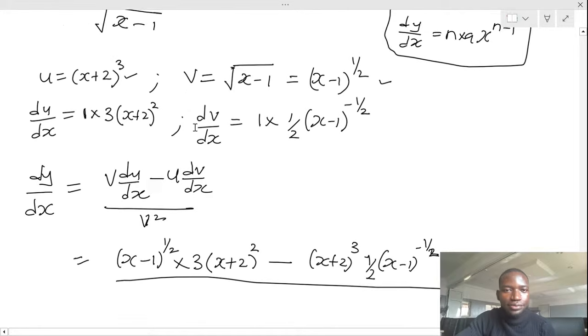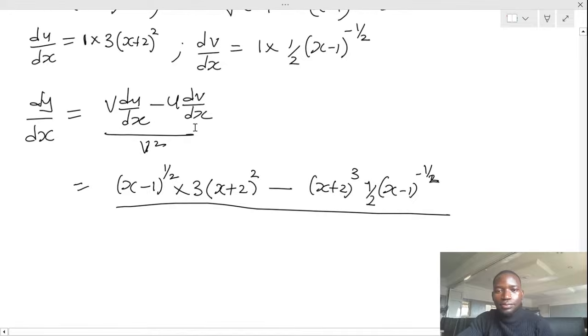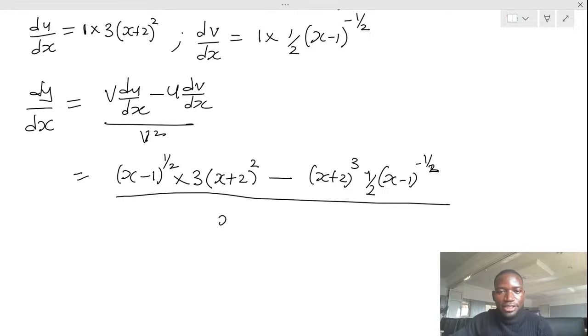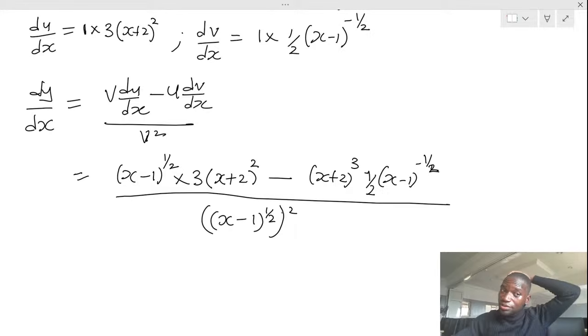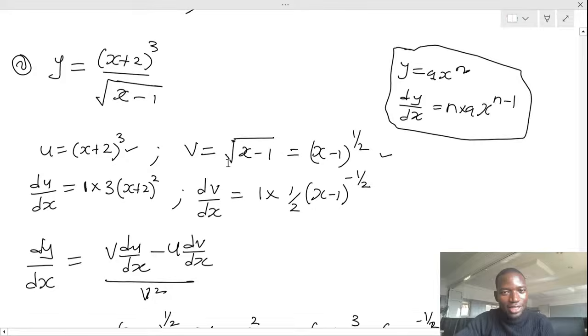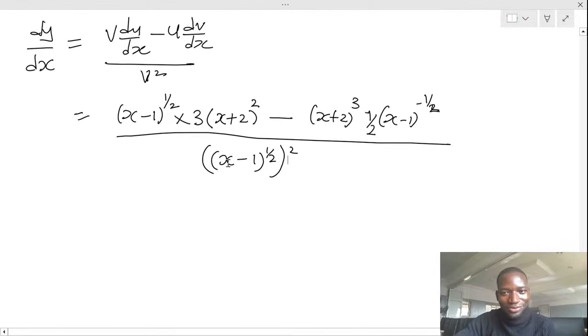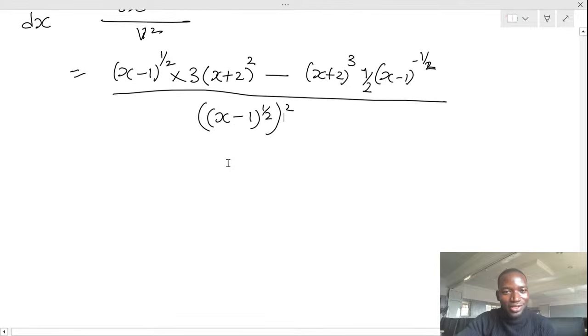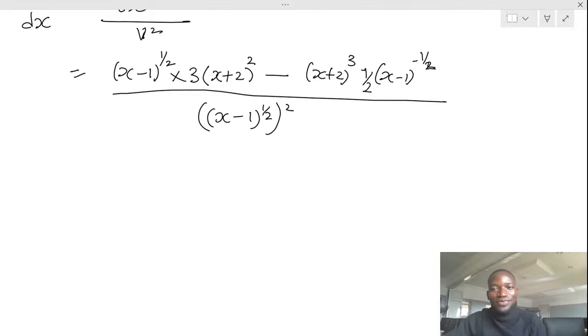What's our v squared? Our v is x minus 1 to the power half, then everything squared. All right, whenever you're solving questions under differentiation or any kind of mathematical question, do not be scared. Whatever question you're given, there's always an answer or solution to every question. That was one of the things I discussed with some of my students today. All right, let's see how we can factorize this or make it very simple.